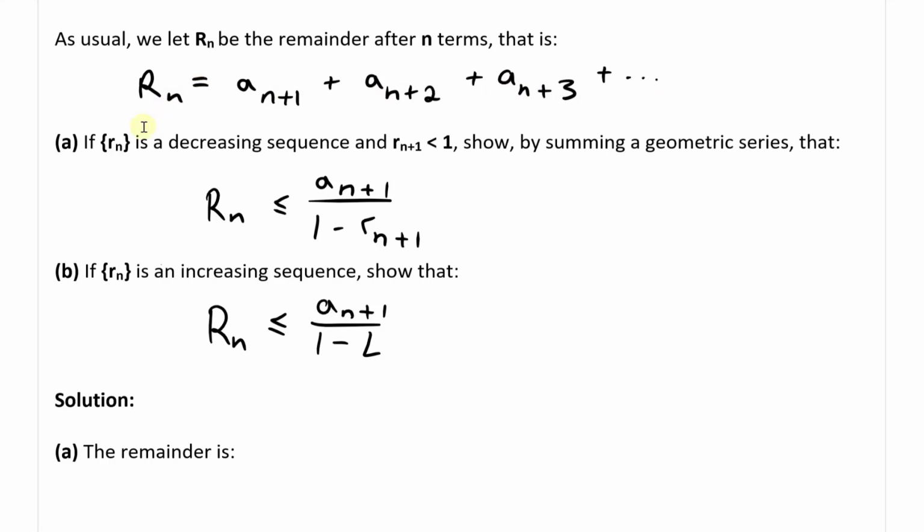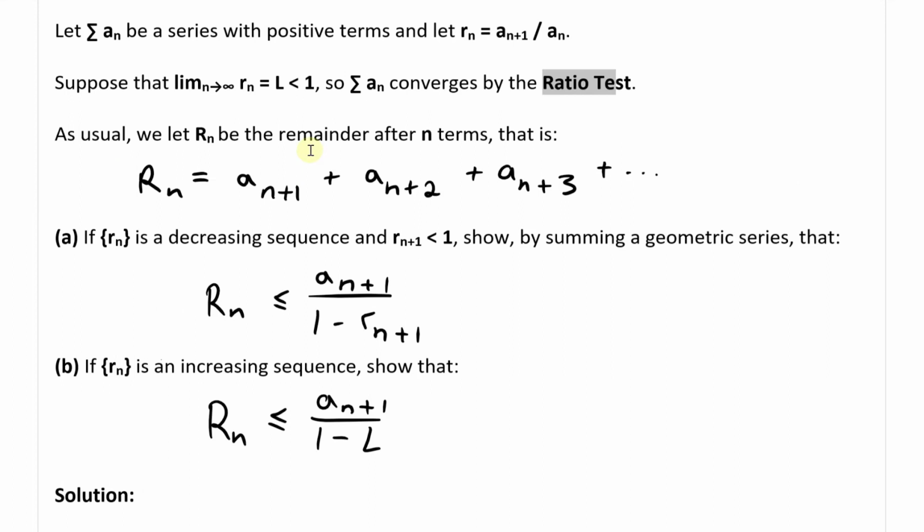So if the sequence Rn is a decreasing sequence, and we know that Rn plus 1 is less than 1, because remember the limit approaches L and it's less than 1, then it says show by summing a geometric series that the remainder Rn is less than or equal to an plus 1 over 1 minus Rn plus 1. And remember, this is just a summation of a geometric series.